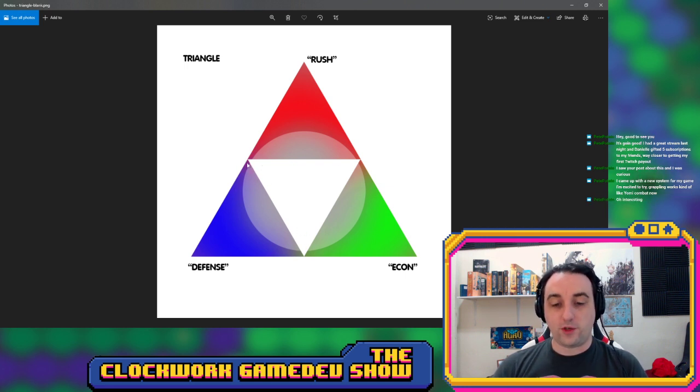Because if your character is around this area here, then that means your character can do rush and your character can do defense. So every character should have two points of the triangle that they're good at. And if that's the case, they can never get too countered, right?